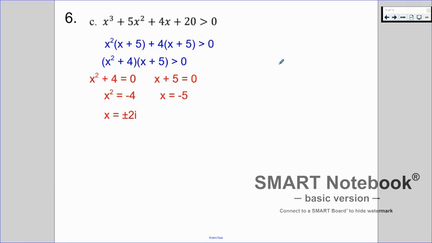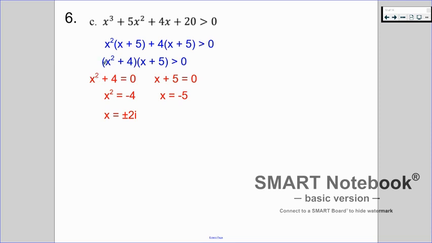All right, 6c. This one, cubic graph. I have 4 terms. I'm going to try to factor by grouping, which works out in this case. I can take x squared out of both of those. I can take a 4 out of both of those. When I put these two together, I get an x squared plus 4, and then an x plus 5. I set each factor equal to 0, and then I solve. This one solves pretty easily, down to x equals negative 5.